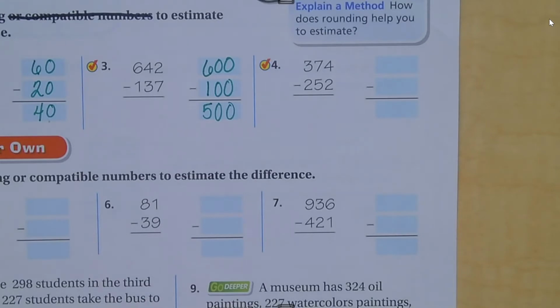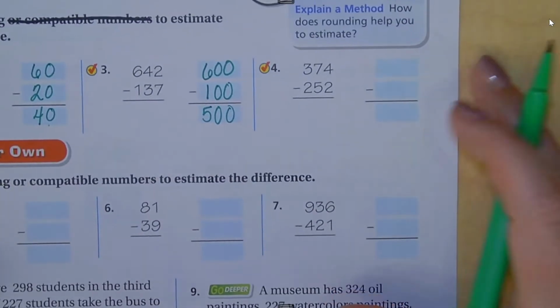Okay, number 4, 374 minus 252. Go ahead and round to the nearest 100 and find the difference for your estimation. Okay. If you're not finished, you can pause the video and come back when you're ready.